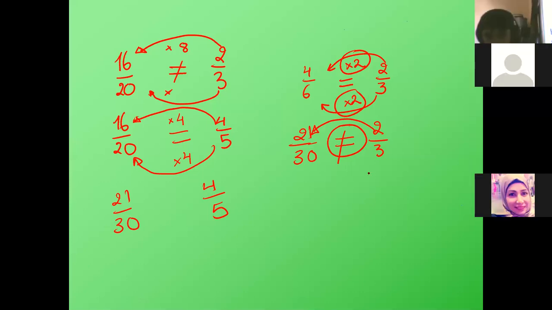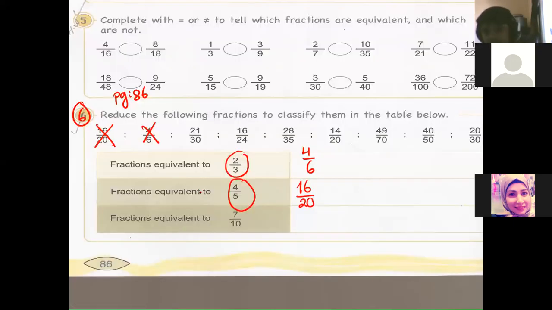Yes. Yalla ya Jad. Is 21 over 30 equivalent to 4 over 5? No, because in table 4, we don't have 21. Excellent. There is no 21 in table 4. Bravo, Jad. So non-equivalent. Okay.